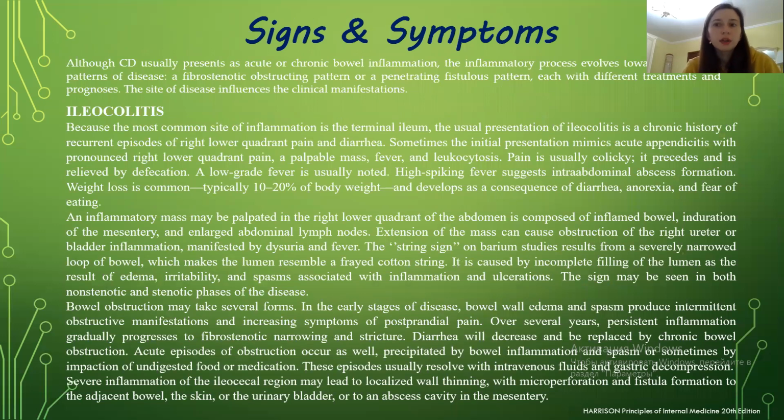And signs and symptoms. And what about the manifestations? The main manifestation is ileocolitis. What is it? Because the most common site of inflammation is the terminal ileum, the usual presentation of ileocolitis is a chronic history of recurrent episodes of right lower quadrant pain and diarrhea.